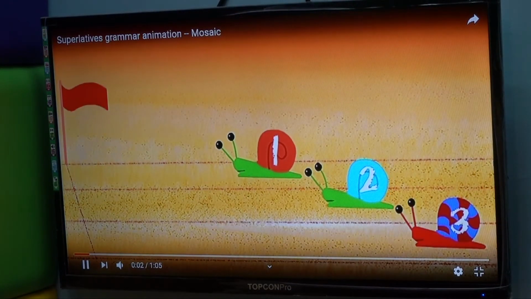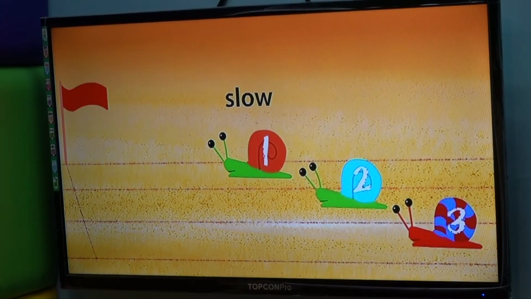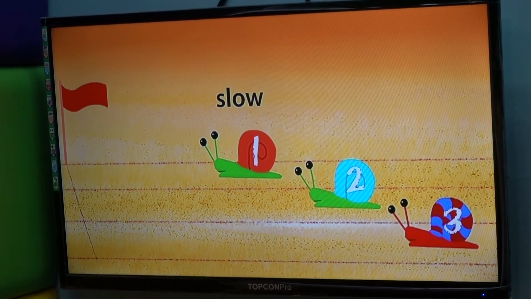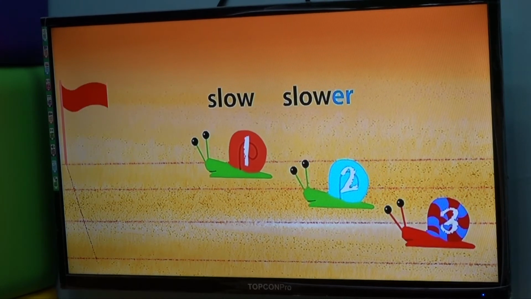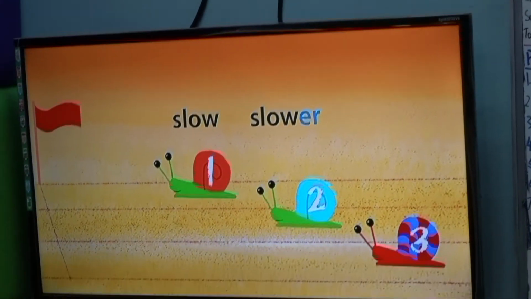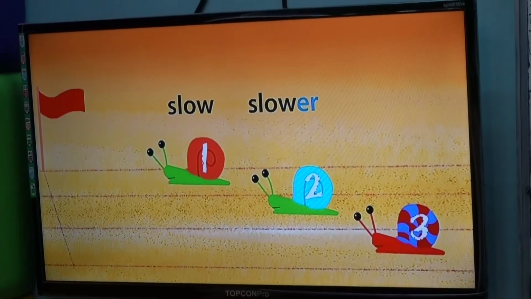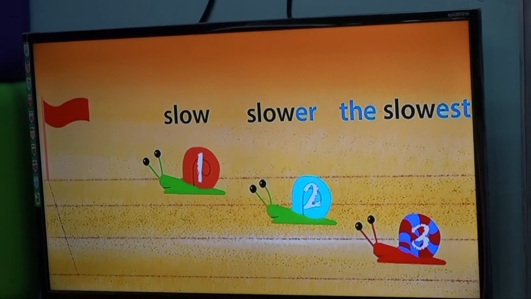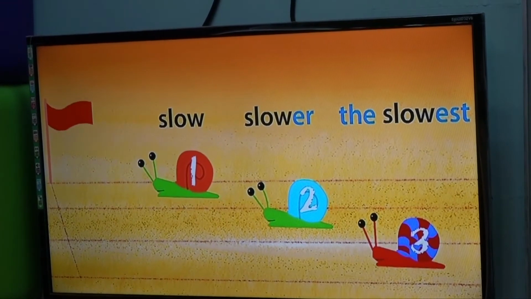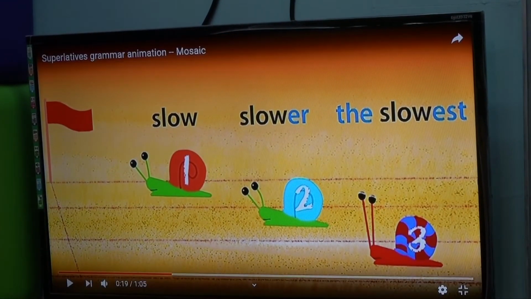Snail number 1 is slow. Snail number 2 is slower. Snail number 3 is the slowest, but it's also the prettiest. How many things do we compare? Later you have to answer me, okay? And basically, what do we add?